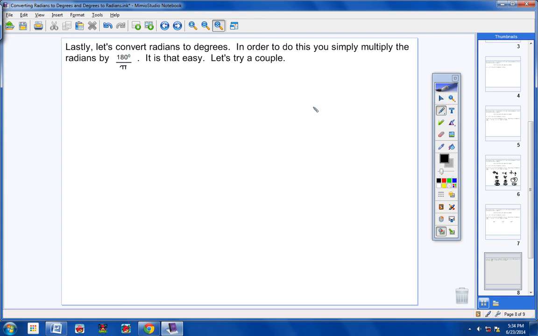When you were converting degrees to radians just a second ago, you used pi over 180, correct? Well, now if we're converting radians to degrees, we flip that fraction and we simply multiply the radians by 180 over pi. It's that easy, okay? Let's try a couple of these.